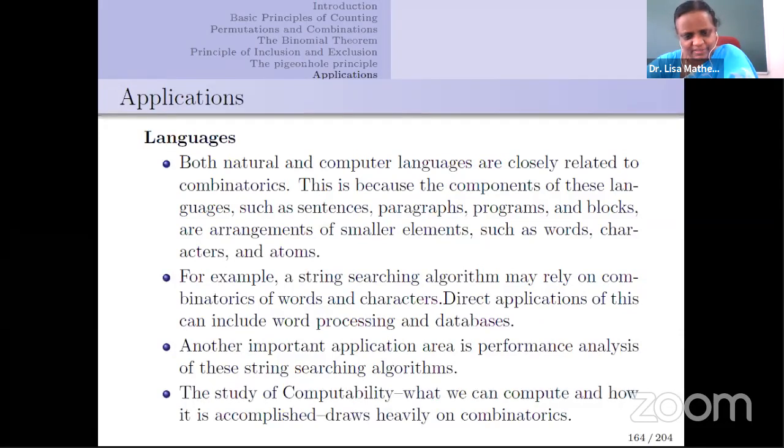Now, next we have the study of computability. Now, what is computability? It is the study of what can be computed and how it is accomplished. Now, this draws heavily on combinatorics, especially we use the pigeonhole principle here to prove that for certain problems you cannot find a solution. It's not that the solution has not been found so far. It can actually be proved that for certain problems you will never be able to find a solution.